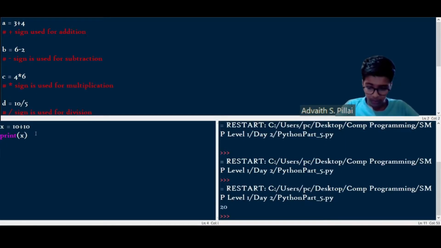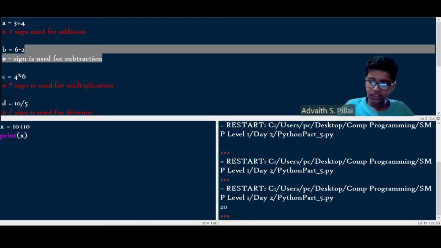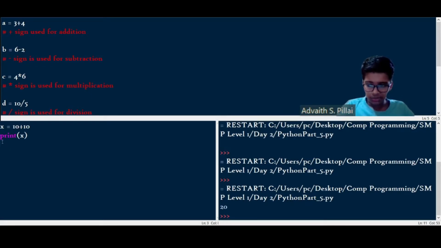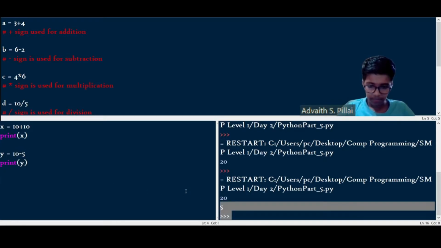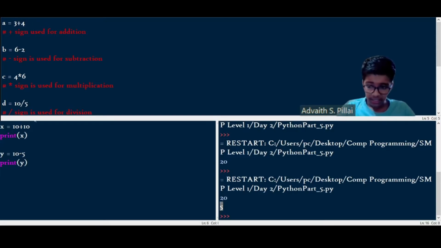Now we look at subtraction, which is the minus sign. So for subtraction, let's take a variable y and write 10 minus 5, and then if we print y and run it, as you can see, the answer 5 has been executed because 10 minus 5 is 5. Okay guys, and then let's continue.